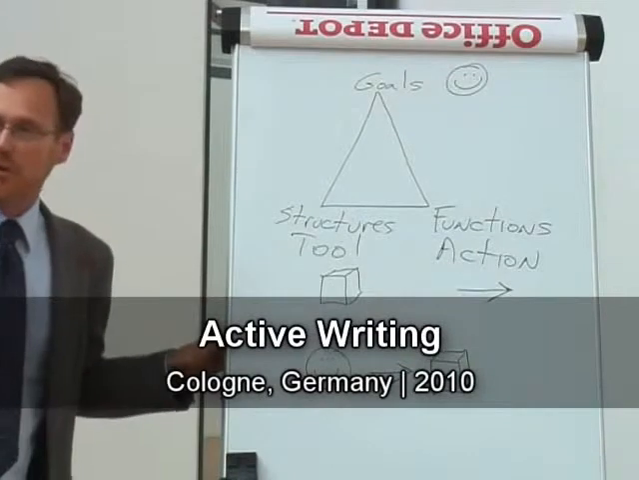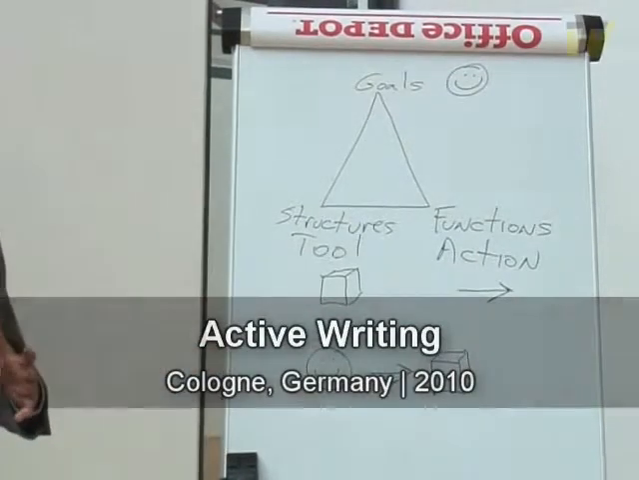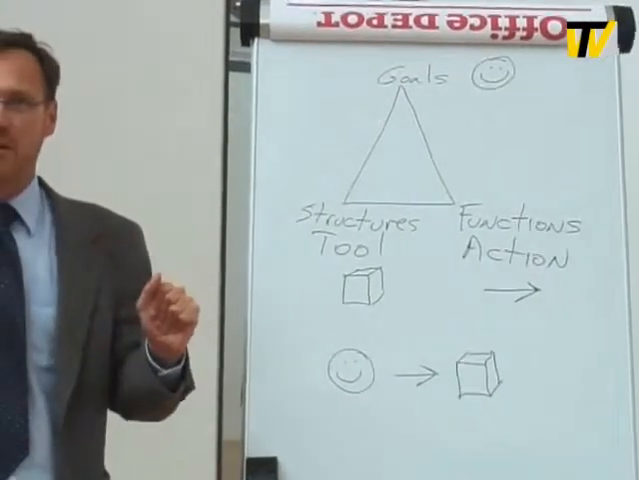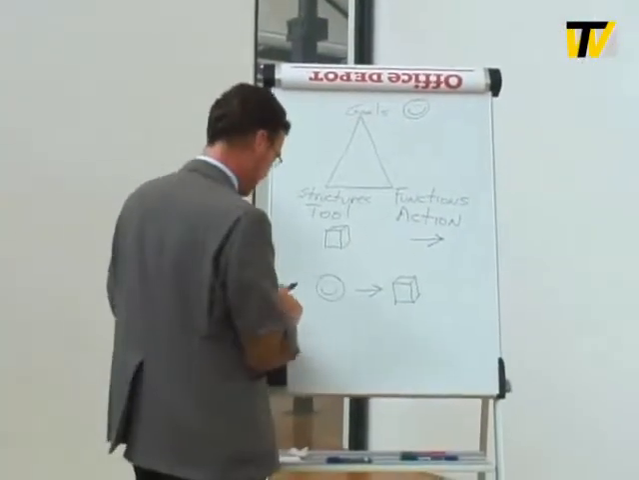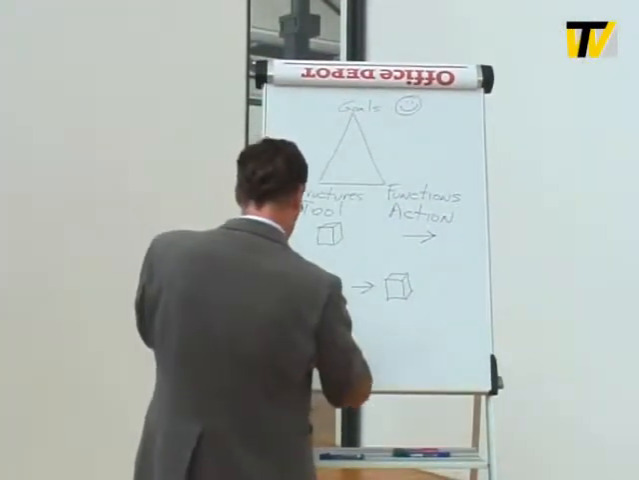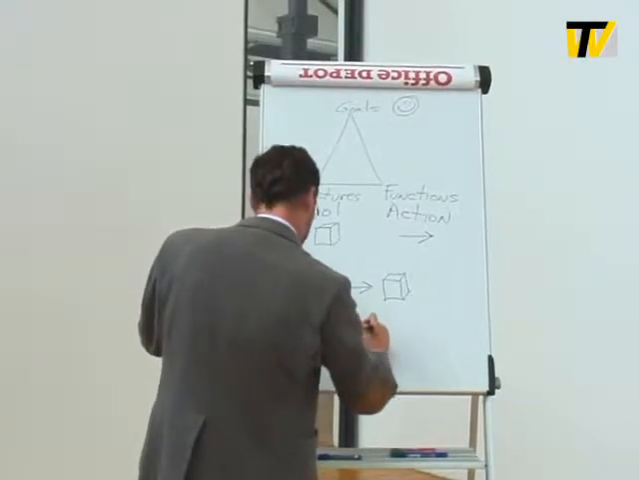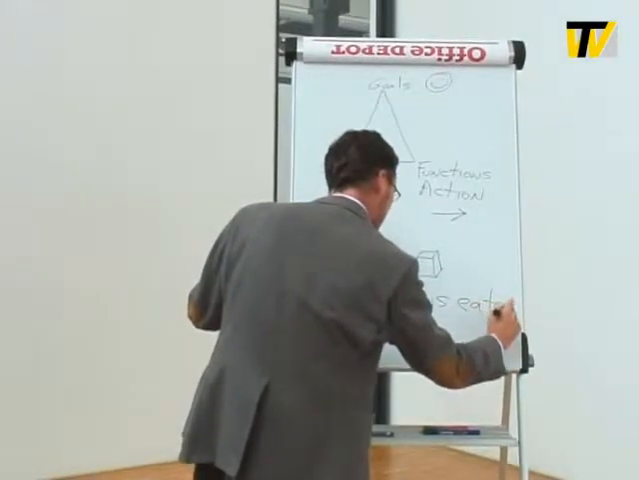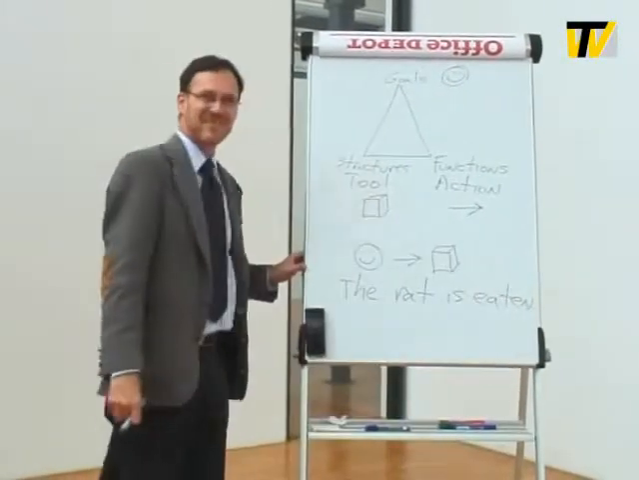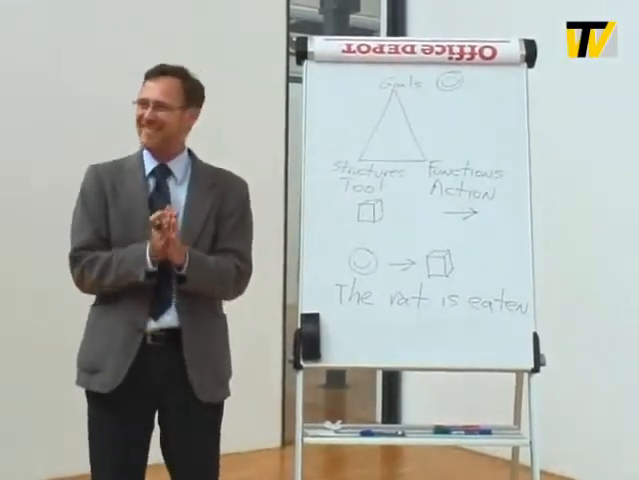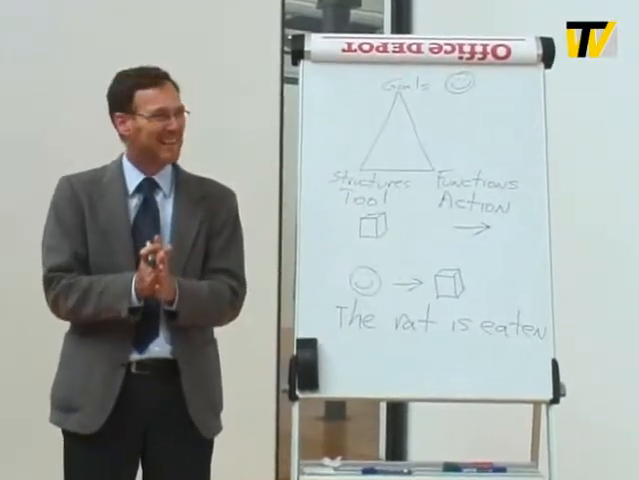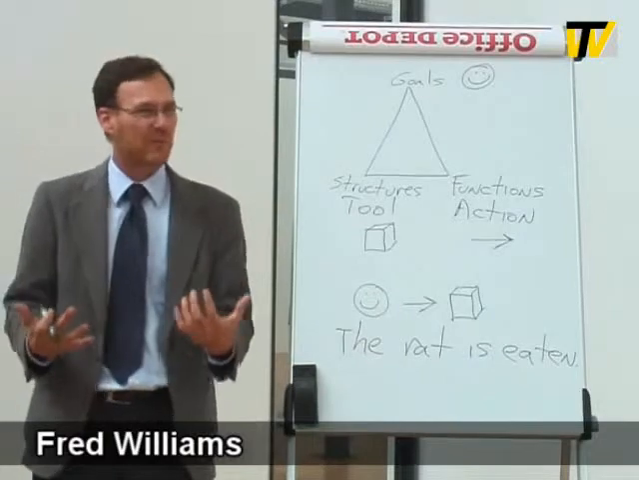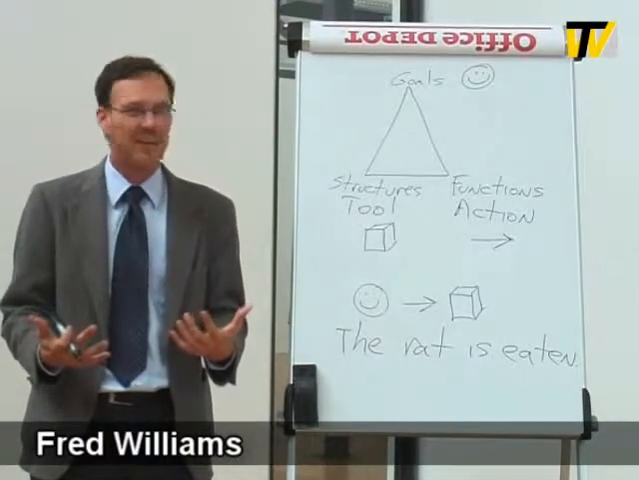Now, unfortunately, because people want to write good English, we'll sometimes see sentences like, the rat is eaten. Mmm, tasty. Rat. Yeah. Now, that's a perfectly good sentence, but it leaves a very important piece of information out.